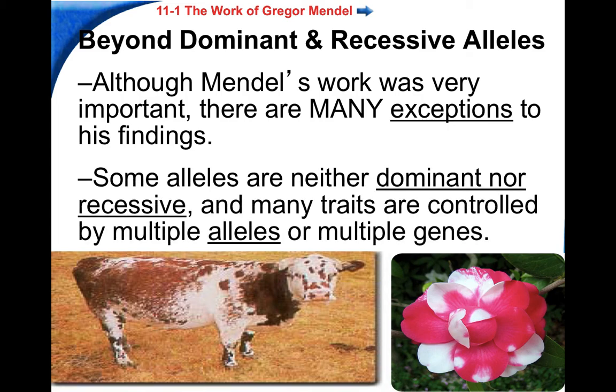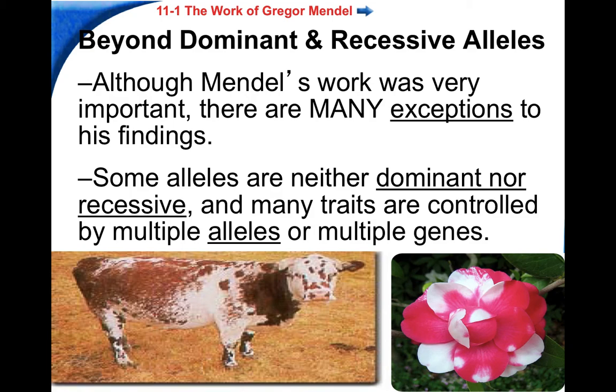So we have since found that some alleles, which again are the letters, are neither dominant nor recessive. We've also found examples where some traits are controlled by more than two alleles. In all the examples we've done, we've always had one capital letter, one lowercase letter. Sometimes there's more than just two options. And then most traits that you guys tend to think of, like skin color, eye color, hair color, height, weight, are controlled by more than just one gene. So it's not always just one gene like the pea plant.